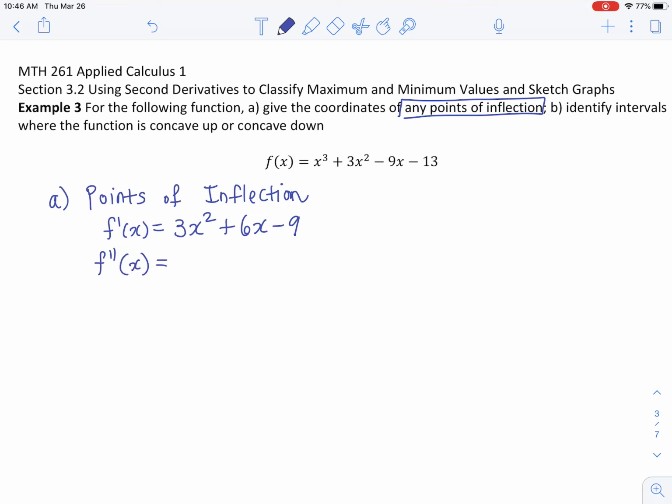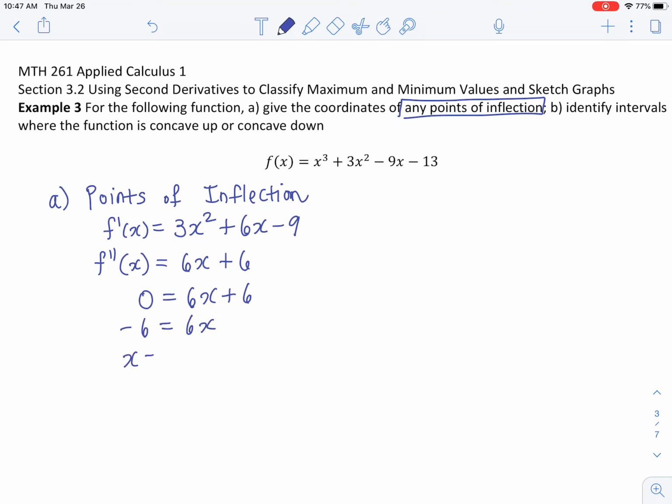And in fact, I think we also found the second derivative to use the second derivative test. But let's find it one more time. That's going to be what? 6x plus 6. Now, to find the point of inflection, what do you do? You set this second derivative equal to 0. 0 equals 6x plus 6.